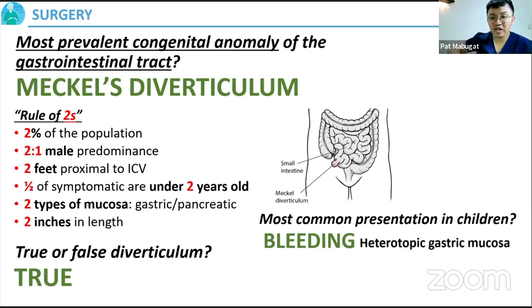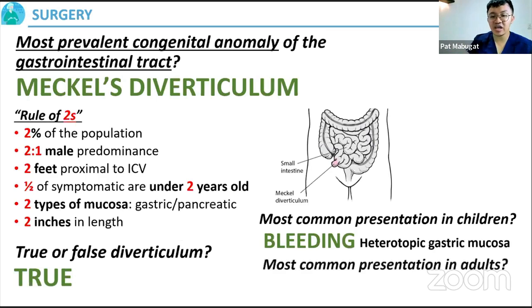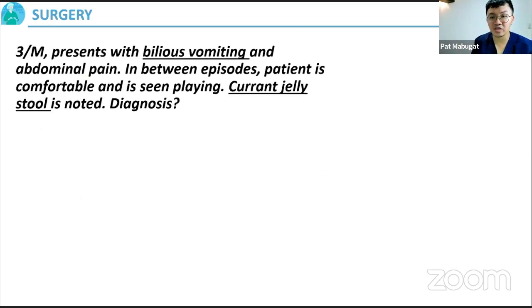In adults, however, they're past that bleeding stage, and eventually the cells and tissues are going to hypertrophy, getting larger and larger until you obstruct. Okay, children: bleeding. Adults: obstruction.